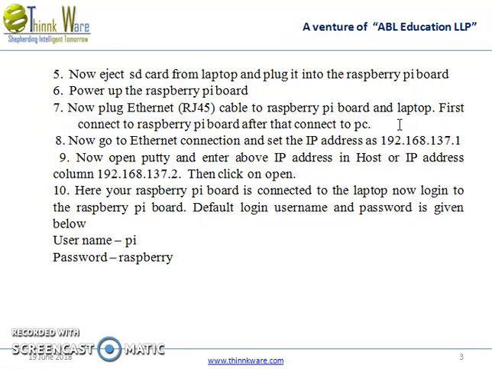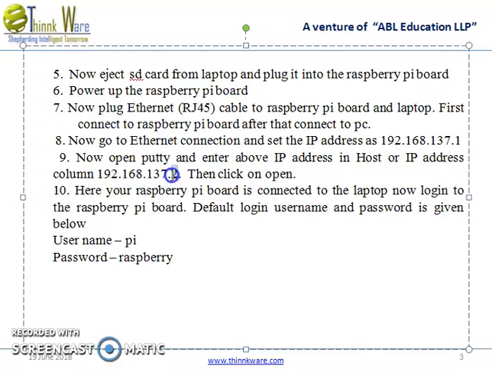Now go to the Ethernet connection and set the IP address as 192.168.137.1. Now open PuTTY and enter the above IP address in the host or IP address column, 192.168.137.2. Then click on open. This IP address needs to be the same for both of them. Just the serial number can be different, that is the last digit. It must be different. Here your Raspberry Pi board is connected to the laptop.